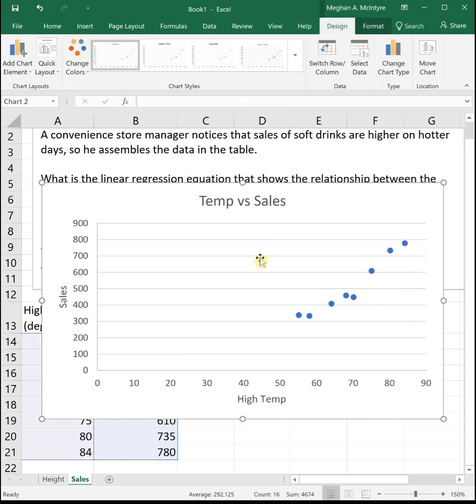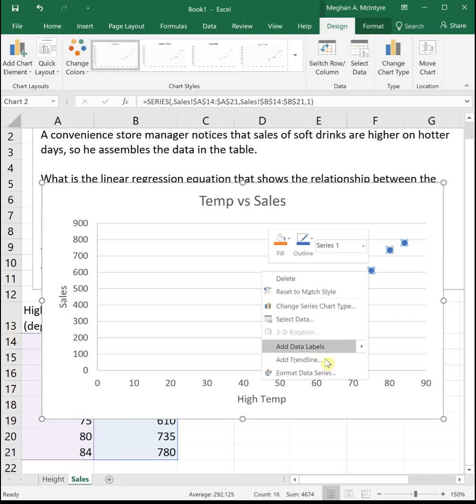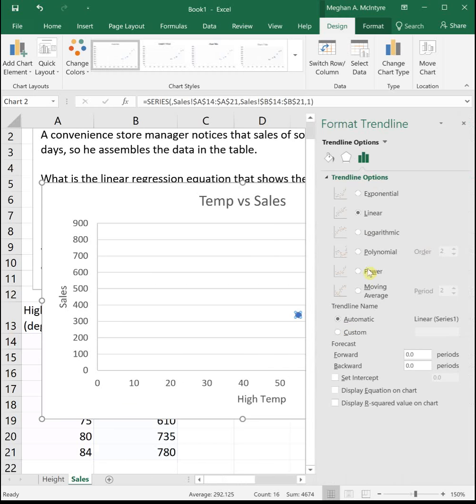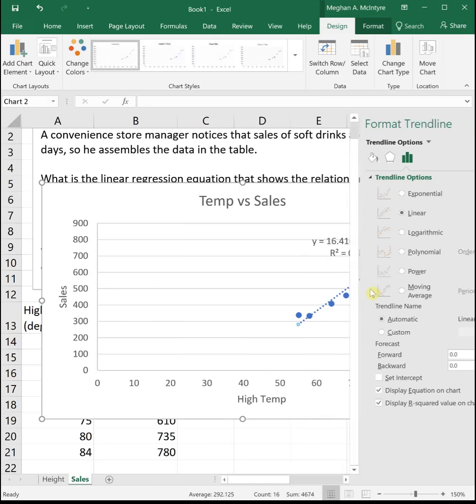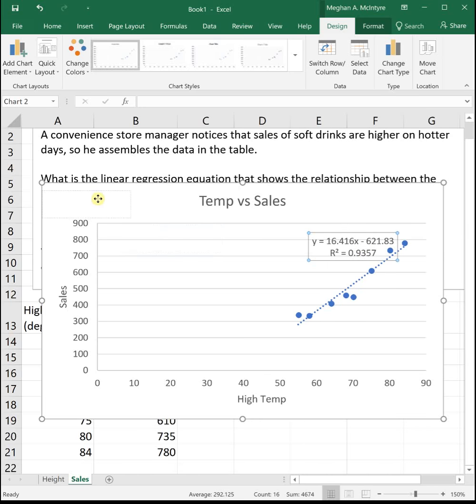I don't really care what you title and label your graphs with as long as you put something there. So then to get our linear equation, we right click on one of the dots, add trendline. We want linear, display equation, display r squared, and close it. So our linear equation is 16.42 x minus 621.83.